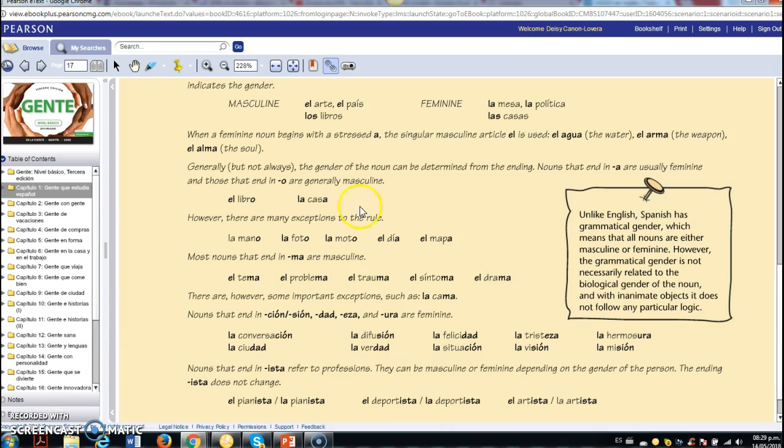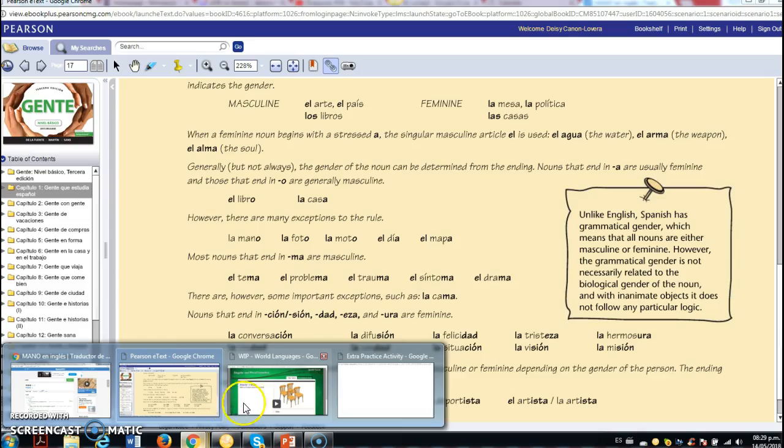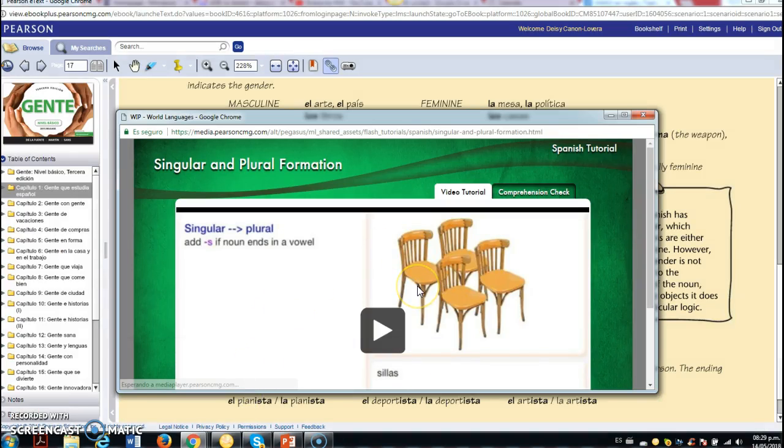Like I explained before, you will be able to read this information in your book, and you will also have some activities and some tutorials that will provide more information related to this topic, and how to make a singular word become plural, or the singular and plural formation. So you will see some examples, and you will have the opportunity to practice through MySpanishLab. So please let me know if you need extra information or you don't understand something.